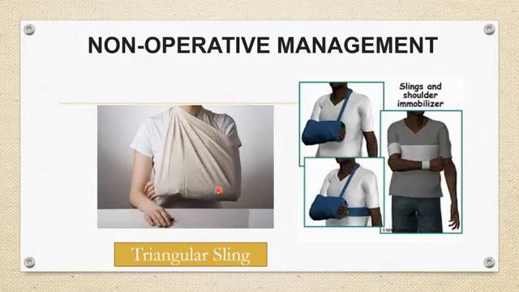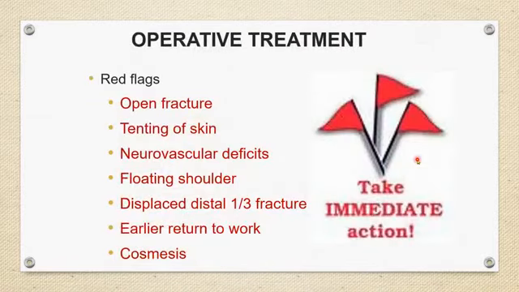Okay, it is a very important thing, and you have to remember the name of the triangular sling as well. Also, we can use other things: we can use the shoulder immobilizer for the clavicle fracture patient also. Okay, so the main thing is the non-operative treatment.